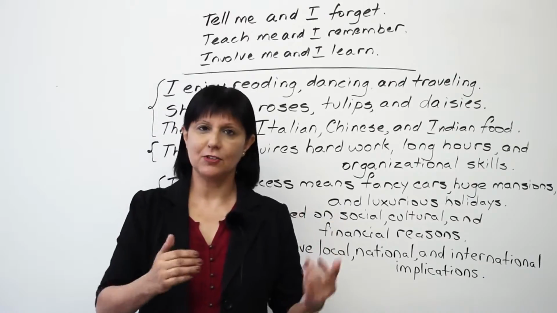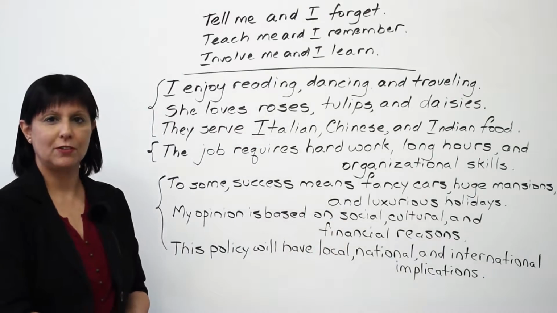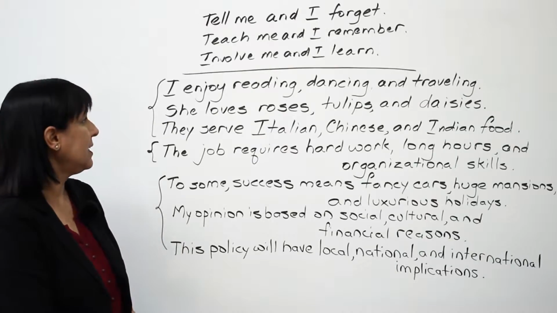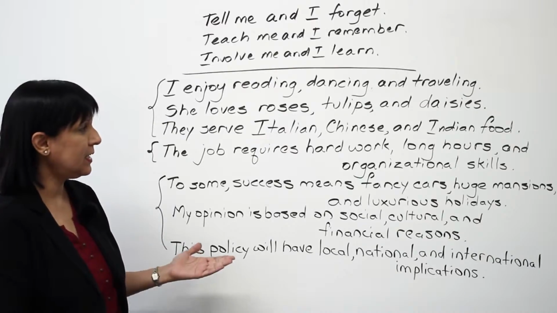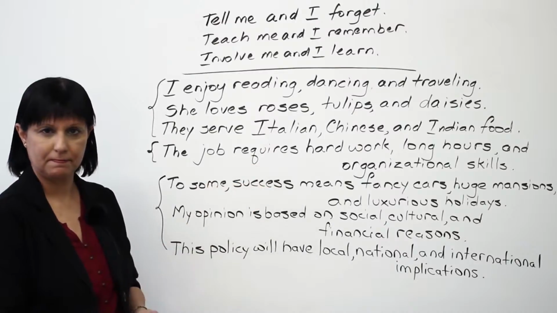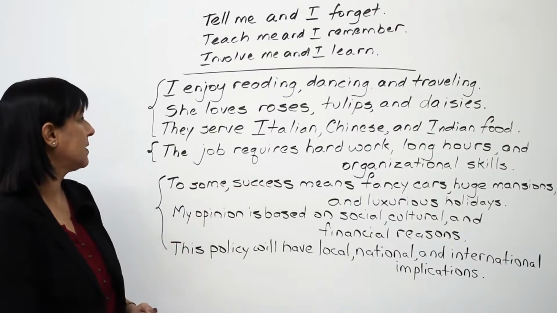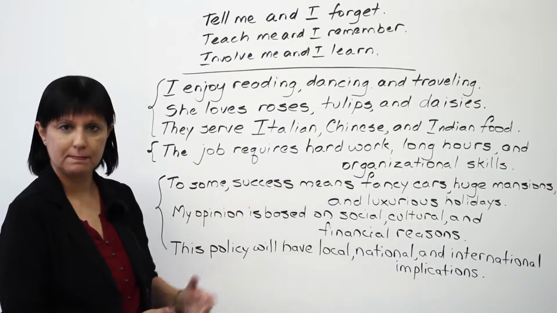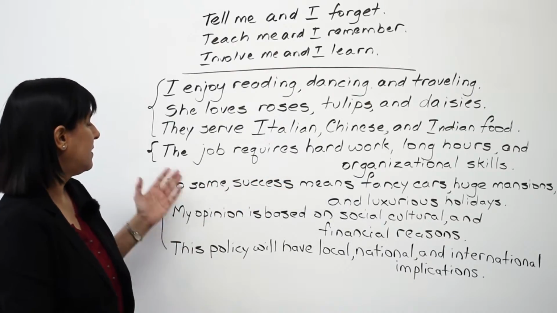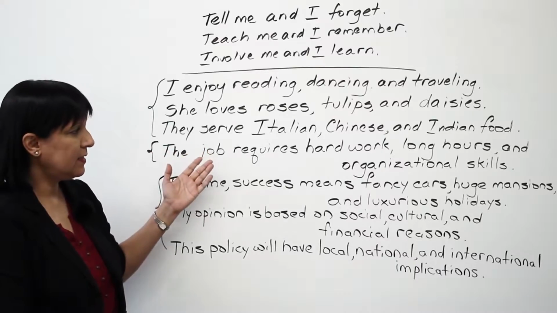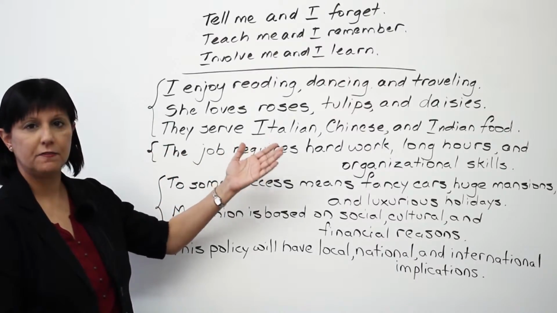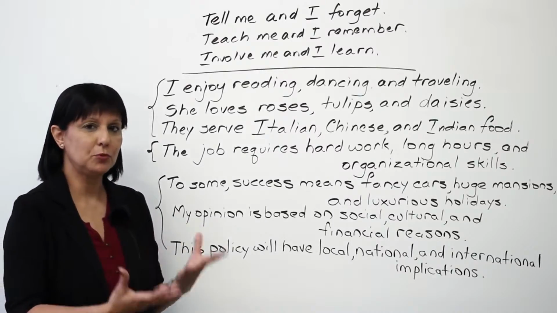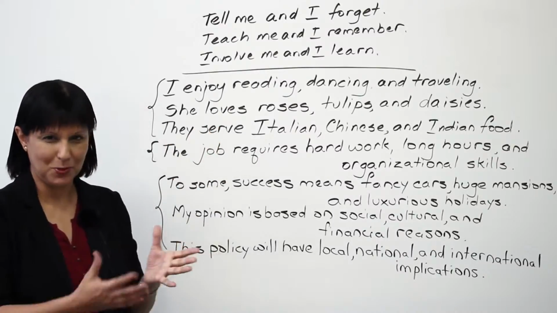All right? Let's look at some of the examples on the board so you can learn how to do this. In personal life, you could say, I enjoy reading, dancing, and traveling. All right? Three examples. She loves roses, tulips, and daisies. They serve Italian, Chinese, and Indian food. Now, you will see another grammatical principle at work here. I hope you see it.